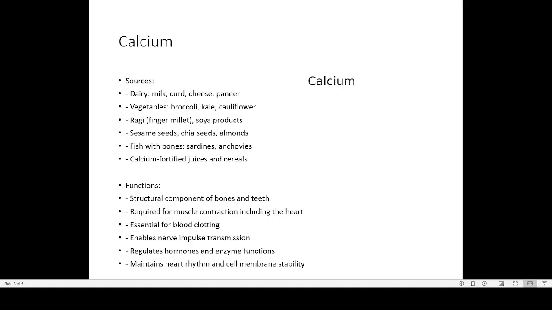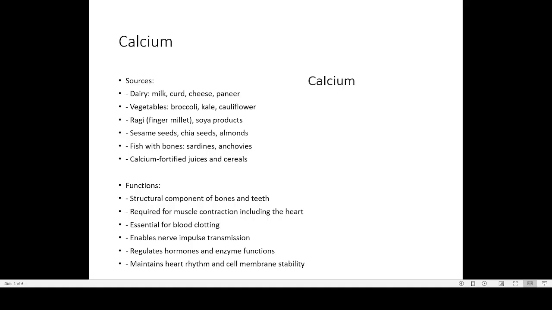Coming to the function of calcium, one is as a structural component of bones and teeth. So if there is no calcium, your bones will not be strong. For example, in the case of bones, there is a condition known as osteoporosis. In osteoporosis, the bones become very soft and they break very fast. For example, in old age, if there is a fracture of the hip bone, it is one of the most dangerous types of fracture, and that will make the person unable to move. So that is the problem with a fracture in old age.